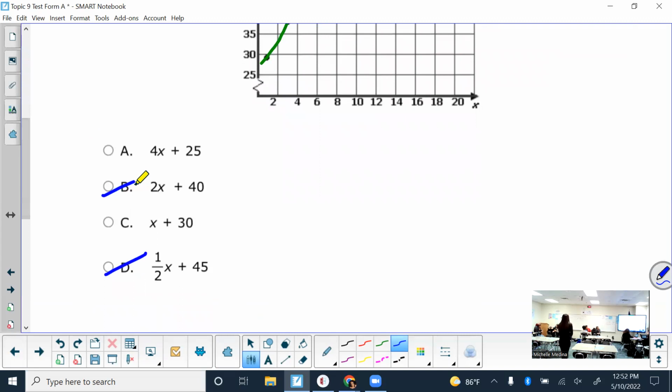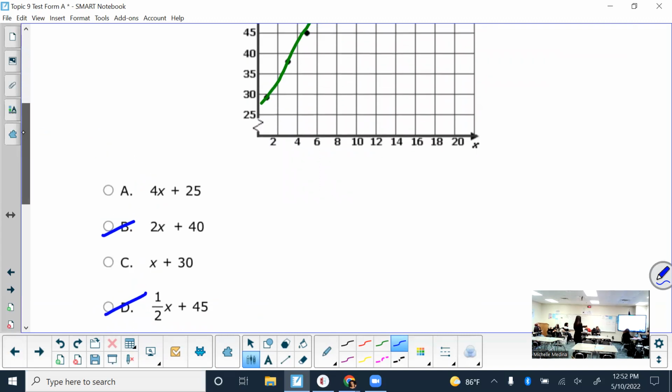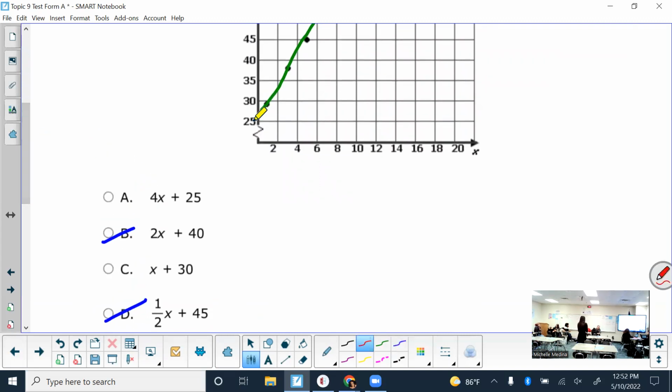So then look at the slopes. A slope of 1 would look something like this, and I'll just start it at the origin just because. All right, a slope of 1 would look something like this, up 1 over 1, up 1 over 1.